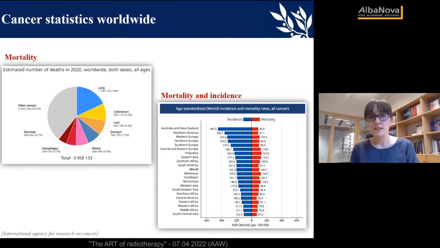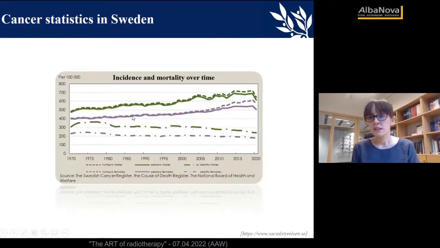What about Sweden instead? These are data reported from the cancer registry, from the Socialstyrelsen website. Here we see how the incidence, so new cancer cases, and mortality vary over time from the 70s to 2020. In this plot the data have been divided between males and females, and these upper curves represent the incidence, with the male population indicated in green and females in purple curves. And then in the bottom side of the plot, we have the mortality.